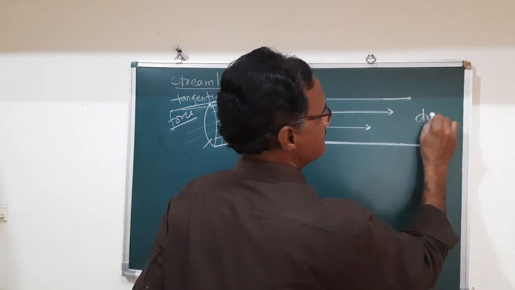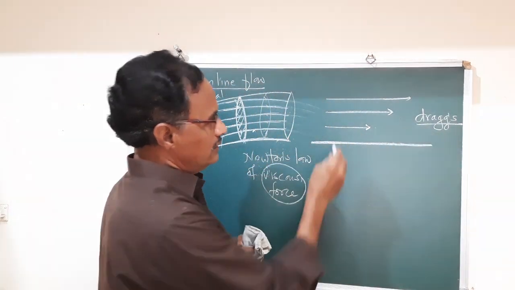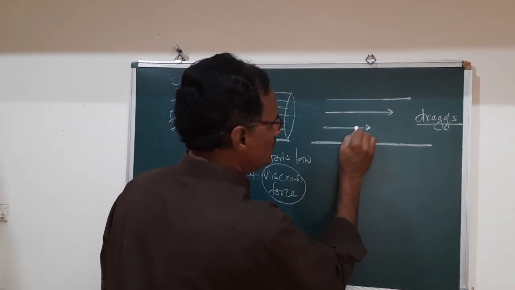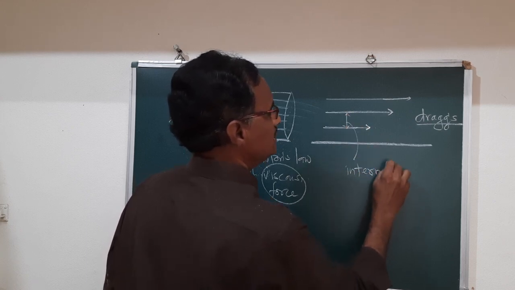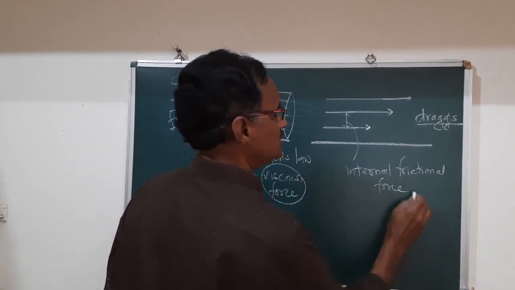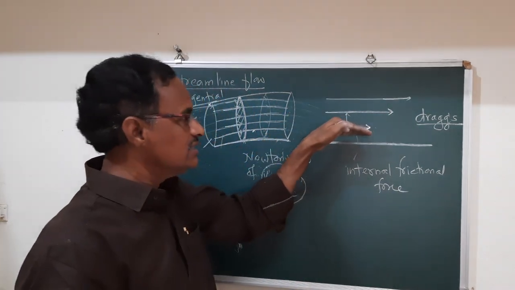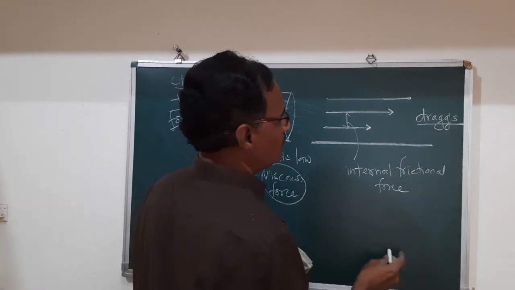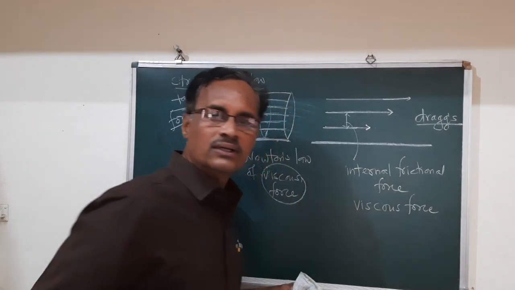It drags to the lower layer. Why does it drag? Because there is an internal friction between these two layers. There is internal frictional force between these two layers, and due to this internal frictional force, this upper layer drags the lower layer, and this dragging force is called a viscous force.